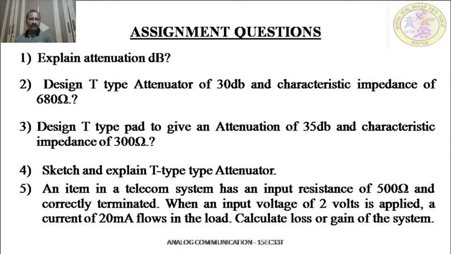An item in a telecom system has an input resistance of 500 ohm and is correctly terminated. When an input voltage of 2 volt is applied, a current of 20 milliamps flows in the load. Calculate loss or gain of the system. Like this, they are going to ask in your examination. Use the appropriate formula for the T-type attenuator, calculate the R1 and R2 values, draw the circuit diagram and write the values in that particular circuit.